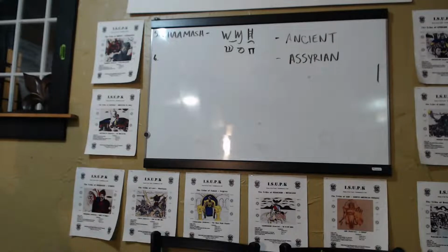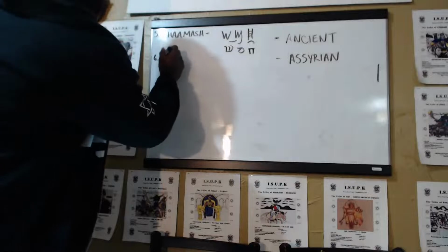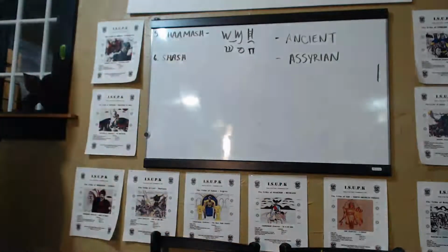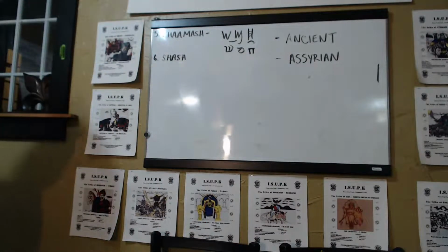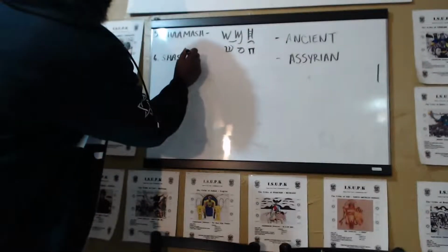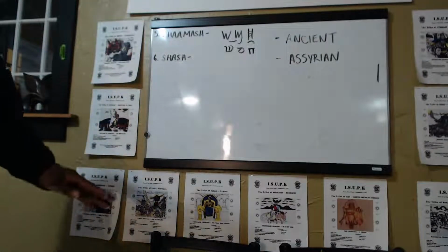6 is even easier than 5. 5 had 3 letters. 6, the number 6, only has 2 letters. And it's Shasha. I'm sorry. Shasha. All right. So, this is super easy.